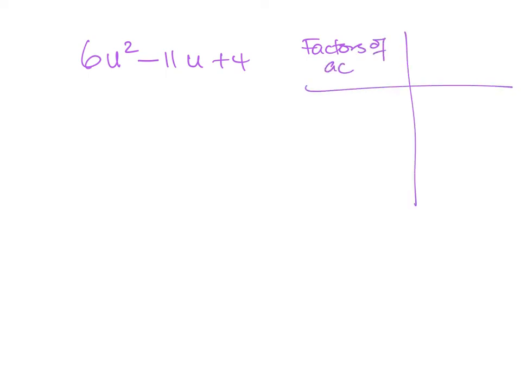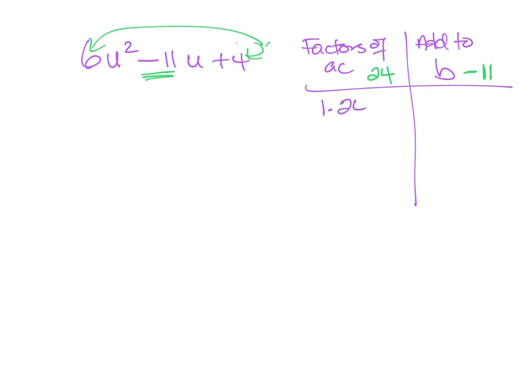Okay, let's have a look at another example. 6u squared minus 11u plus 4. So we know we're looking for the factors of AC that add to B. So AC in this case is 6 by 4, so that gives positive 6, positive 4. We have to be careful with our signs, so that gives us 24. And the B we're looking for is minus 11. So we must be very careful with our signs. So let's look at the factors of positive 24.